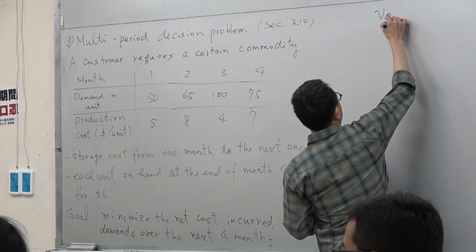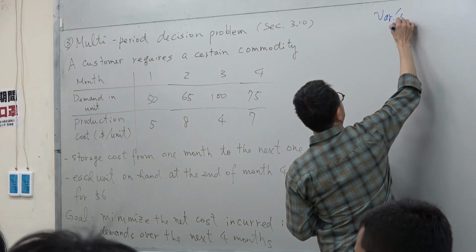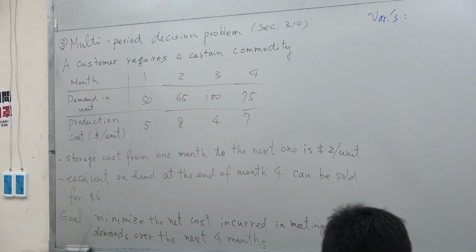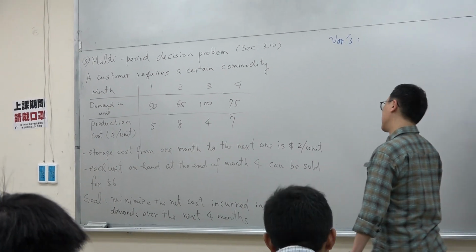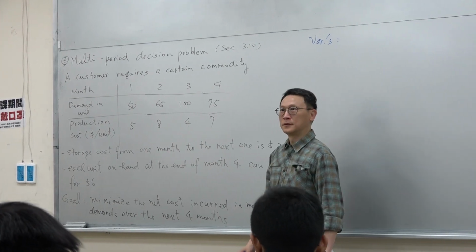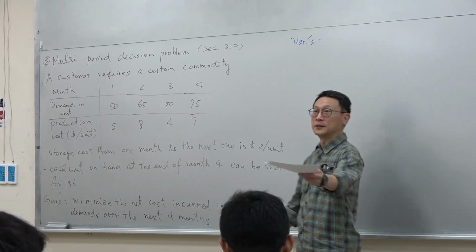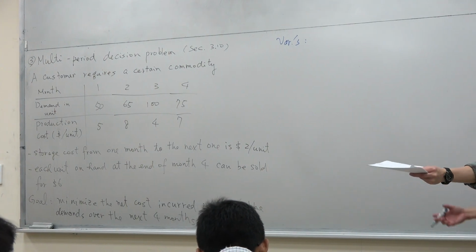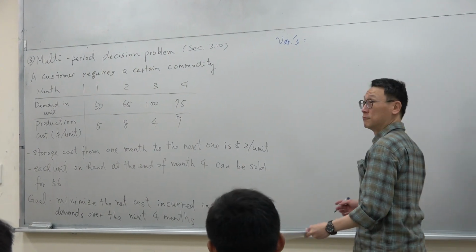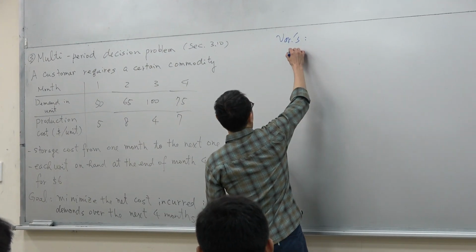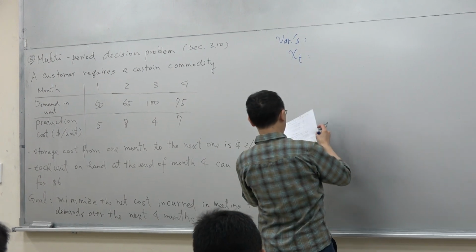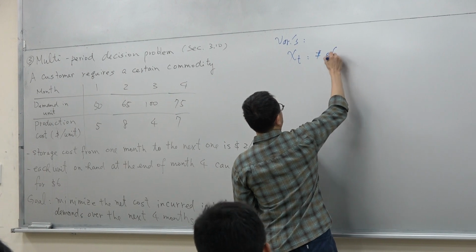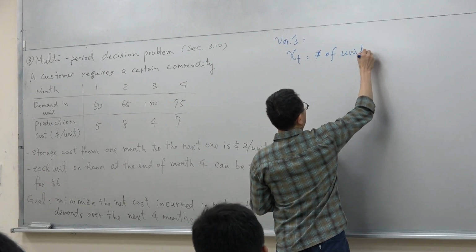Okay, the variables. X1 and Xi, what does the Xi indicate? The units produced each month. Since that's time, we use xt to indicate the number of units produced.